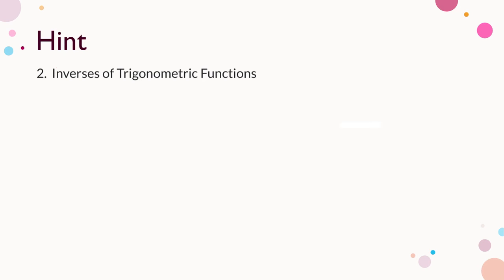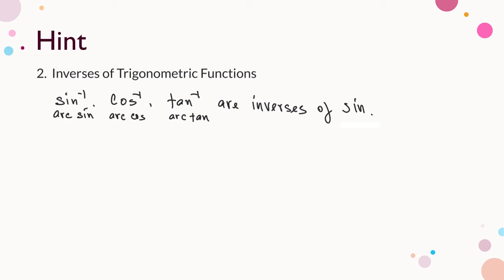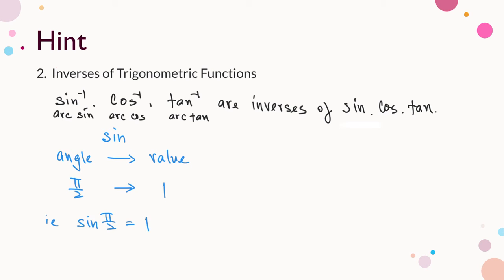2. Inverses of trigo functions. Arcsine, arccosine, arctangent are the inverse functions of sine, cosine, tangent, respectively. Take arcsine as the example for illustration. The function sine transforms an angle into a value. Say, sine turned pi/2 to 1. That is, sine pi/2 equals 1. The inverse function arcsine reverses the process. That is, take 1 back to pi/2. In other words, arcsine 1 equals pi/2.